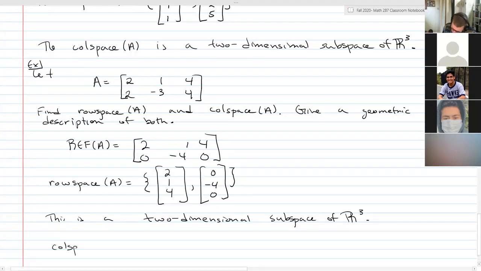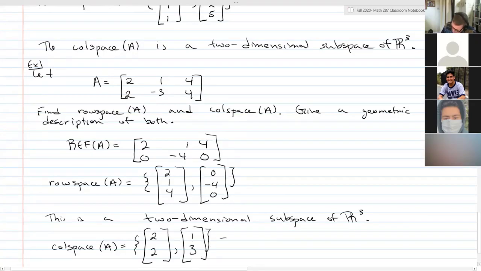And then the column space of A is thus going to equal (2, 2) comma (1, 3), which equals R2. So in this case, since there are 2 vectors in the basis and both vectors are in R2, we can just define that as R2. Right, and so that is its geometric description. This geometric description is R2.